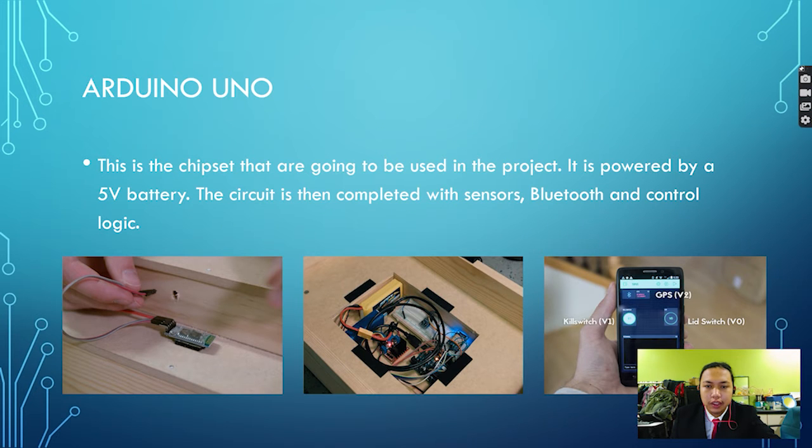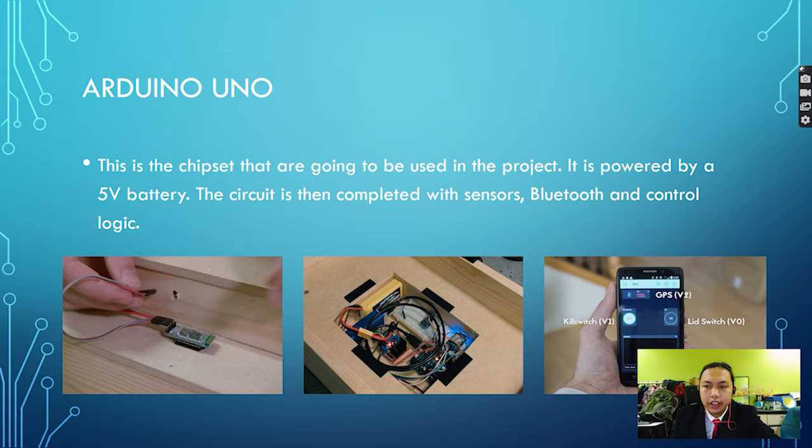I'm going to talk about the Arduino Uno now. It is a chipset powered by a 5-volt battery. The circuit, as you can see here, is completed with sensors, Bluetooth, and control logic.